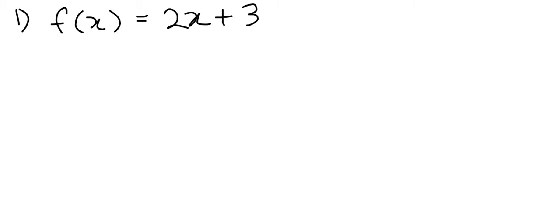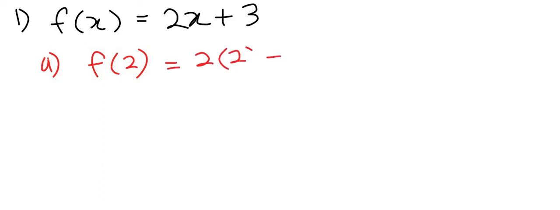So let's take, for instance, a function f(x) equals 2x plus 3, and the question asks us to find f(2). This means that we would like to find the image of this function when the object is equal to 2. All you need to do is wherever you see an x, you substitute with the 2. So here you're going to have 7 as the final answer.